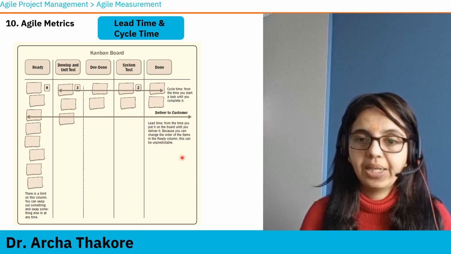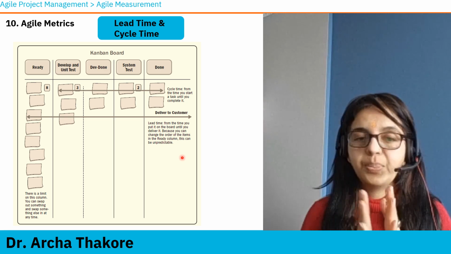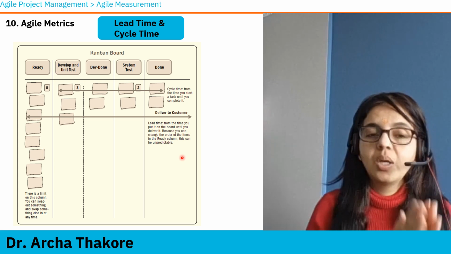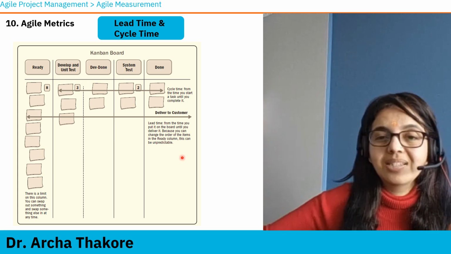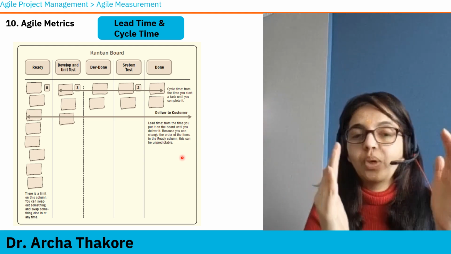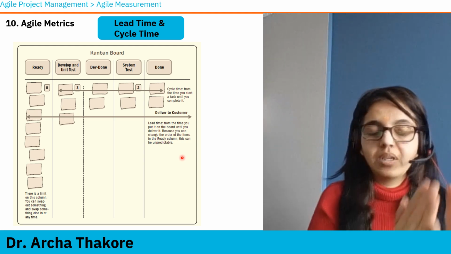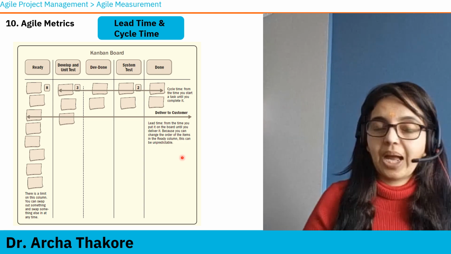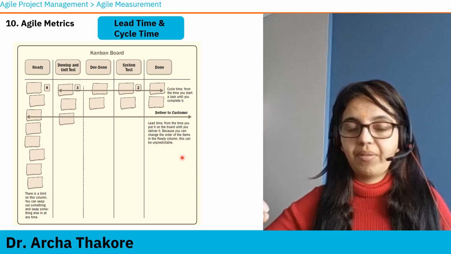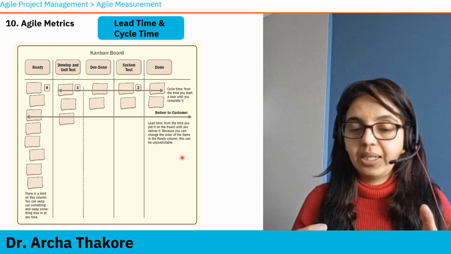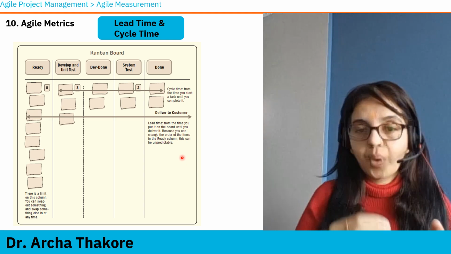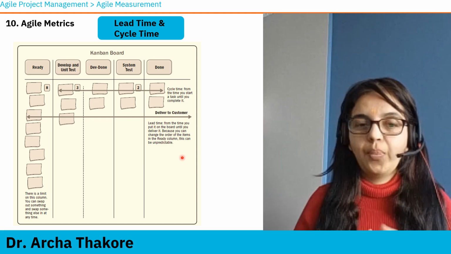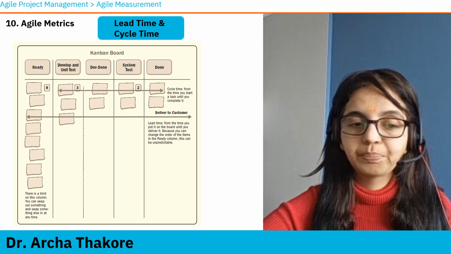The moment an item, a task, a feature is placed into this board or in the product backlog, from that day to the time it's delivered, it's done, that total time is lead time. However, there can be items lying in your product backlog or sprint backlog without the team actually picking them for development. So there is a waiting time. Now the moment the team picks it up, from that time to finish time is your cycle time, when the actual work is being done.